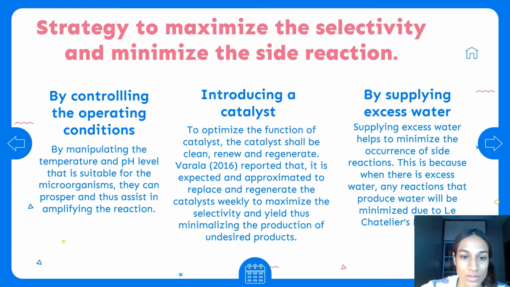Next is by introducing the catalyst. The catalyst is a substance that can be added to a reaction to increase the reaction rate without getting consumed in the process. Catalysts typically speed up a reaction by reducing the activation energy or changing the reaction mechanism. In this case, the catalyst chosen is the enzyme xylanase. Xylanase is a hydrolytic enzyme which is very effective in enhancing the hydrolysis step in anaerobic digestion. This enzyme is proven to increase biogas yield by multiple times. To optimize the function of catalyst, the catalyst shall be clean, renewed, and regenerated.